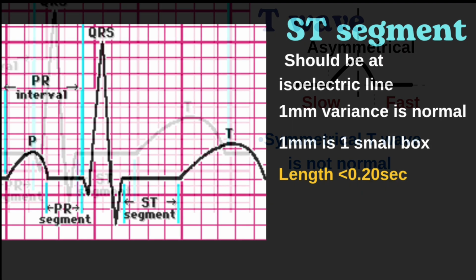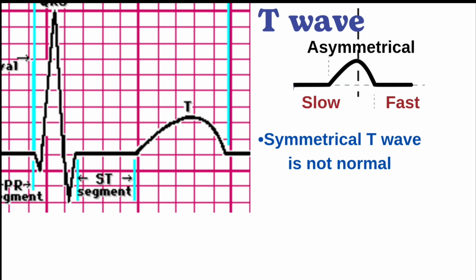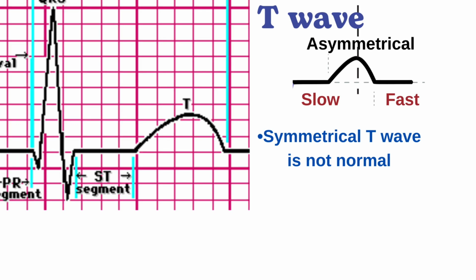Coming to the T wave. Remember, the T wave should be asymmetrical. A normal T wave is asymmetrical, where there is a slow rise and a fast fall. A symmetrical T wave is not normal. Symmetrical T wave can be seen in ischemia. Symmetrical T wave can be seen in head injury. In electrolyte abnormalities, symmetrical T wave is abnormal.